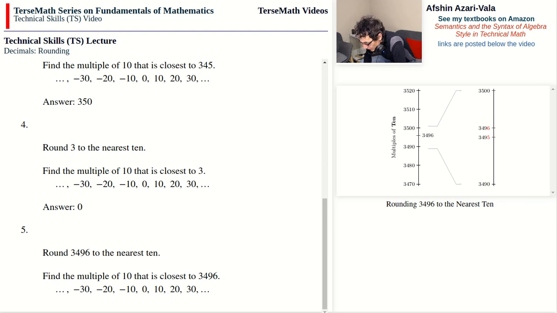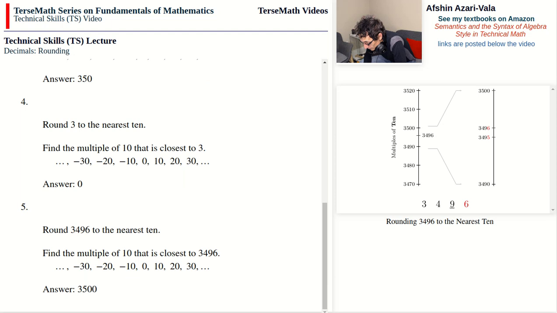And therefore, we can follow the algorithm that we had. It still works. If we are rounding to the nearest 10 and we have a digit here that is more than 5, then we add 1 to the 10s. We push it up by 1. And that 1 carries over and turns this into 3,500. So again, round to the nearest 10. 6 is more than 5. We add 1 to 9. And we get a 10. Carries over, we get a 5. So 3,500.